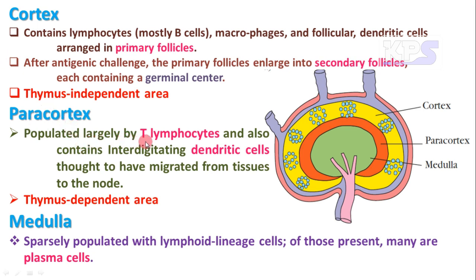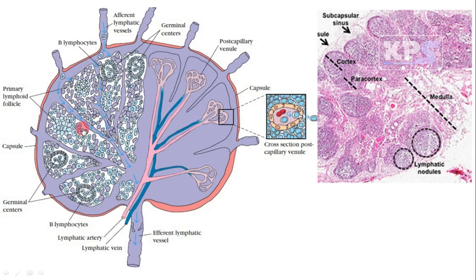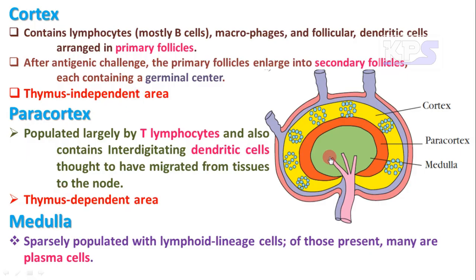Secondly, the paracortex is populated largely by T lymphocytes. It is the middle region. It also contains many dendritic cells which may have migrated from the tissues to the lymph nodes. So T lymphocytes are the most populated cells in the paracortex, and this area is said to be the thymus dependent area. This middle region consists of mostly T lymphocytes.